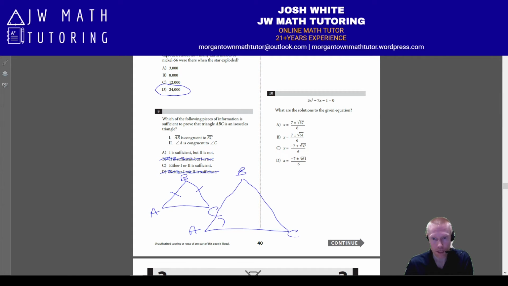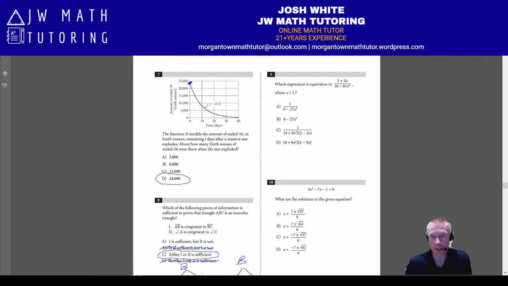So now if we knew that angle A was congruent to angle C, is this sufficient to prove that the triangle is an isosceles triangle? The answer is yes, and the reason is because in a triangle, if you know that two angles are congruent, then there's a theorem which tells you that the sides opposite those angles are congruent. So just based on being given this information, we would know this side and this side are congruent. Therefore, we would know again that the triangle is isosceles. So the correct answer to this one is letter C, either piece of information is sufficient.